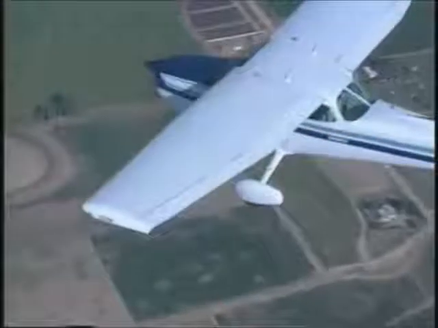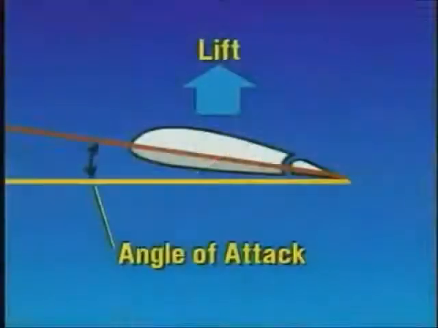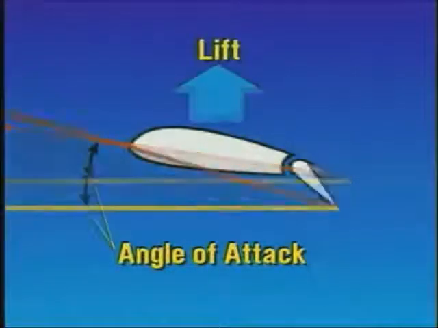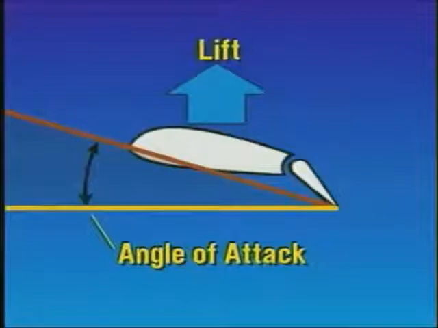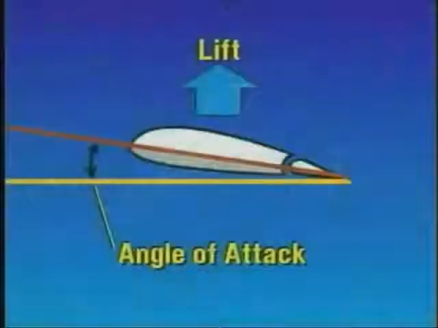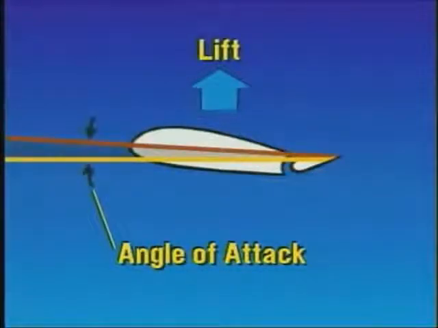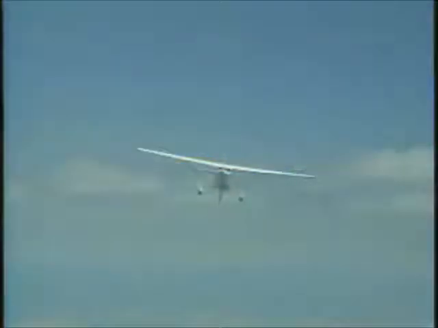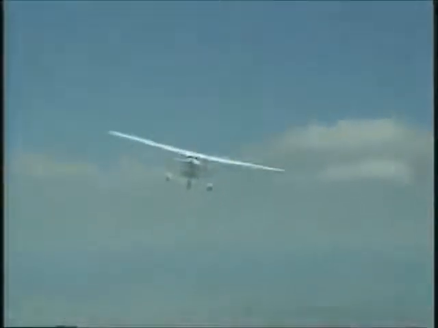A closer look at the outboard section of the left wing reveals that as the left aileron moves down, the angle of attack and the camber increase. This produces more lift on the left wing. Conversely, as the right aileron moves up, the angle of attack and the camber decrease, which produces less lift. This difference in lift between the left and right wings causes the airplane to roll about the longitudinal axis.